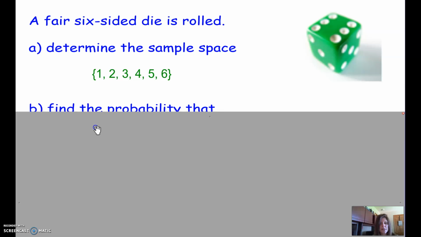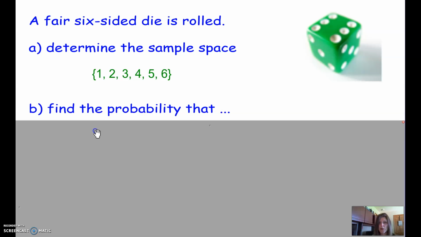So now that we know the sample space, we should be able to calculate probabilities. Recall that we said a probability is calculated by taking the number of ways I can get the event that I want and dividing that by the total number of outcomes possible. So the total number of outcomes we just identified are 6.